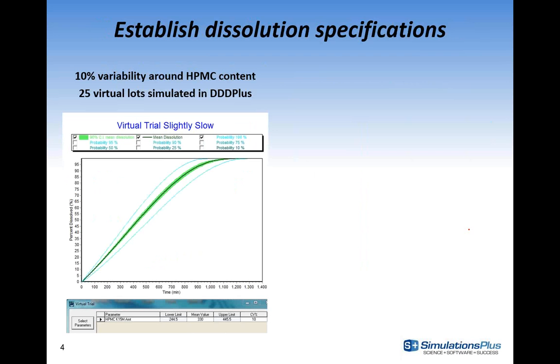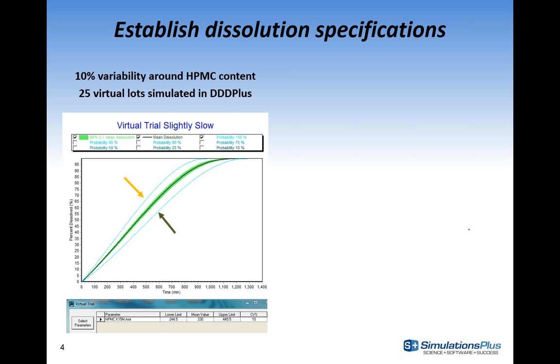Establishing dissolution specifications. Here on the left, I'm showing a plot of a virtual trial where we simulated the variability around HPMC content in a controlled release dosage form. Using the virtual trial functionality within DDDPlus, we're able to simulate the likely range of the dissolution, both the high and low dissolution rates that we would expect from natural variability in our formulation.